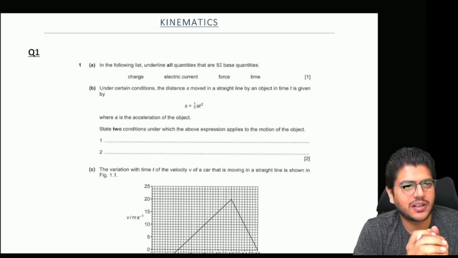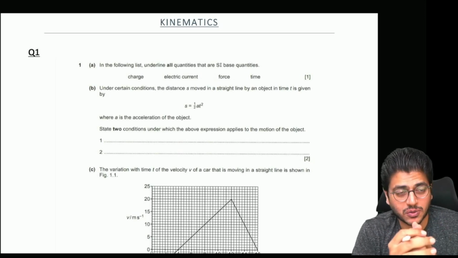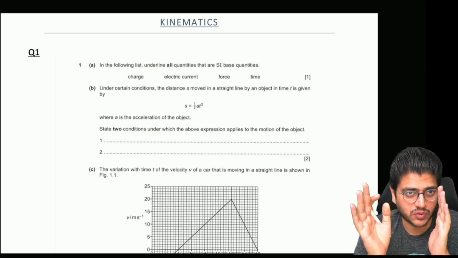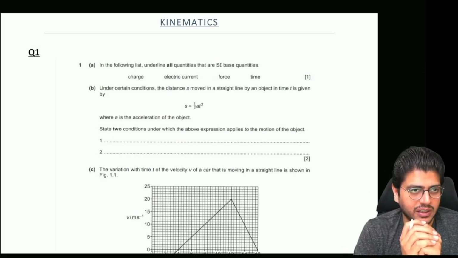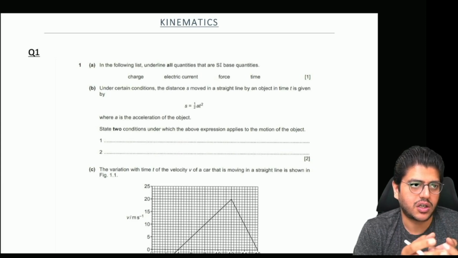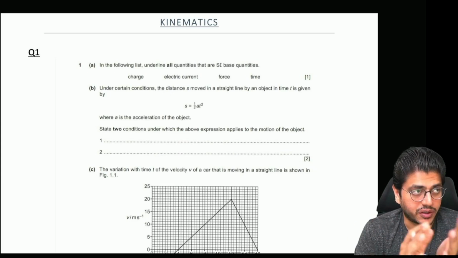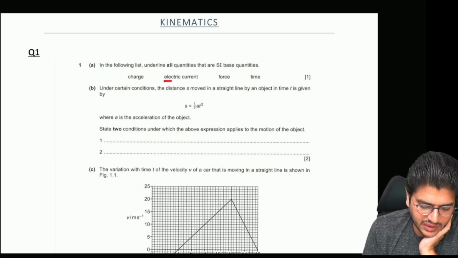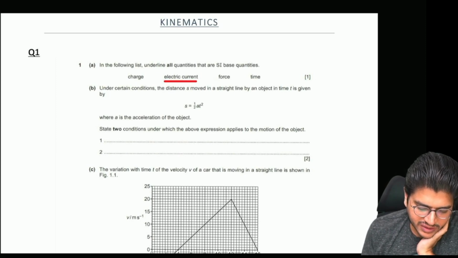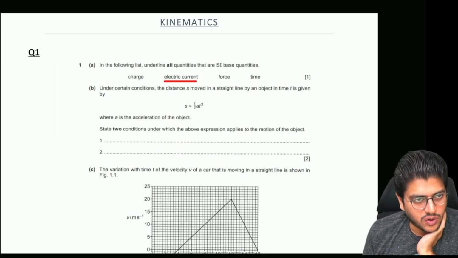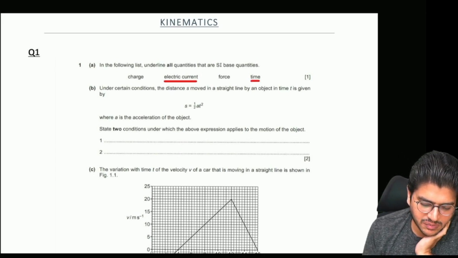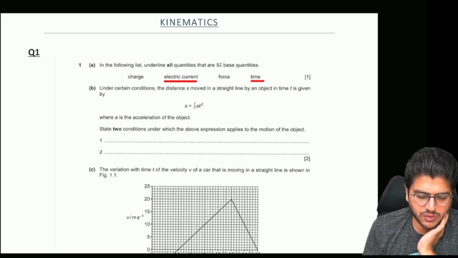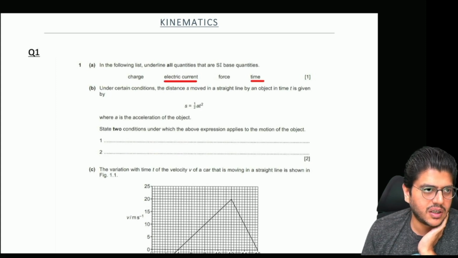In the following list, underline all quantities that are SI base quantities. You know that there's a difference between quantity and unit, and you should have a very clear idea that charge is not a unit, it is a quantity, but it's not a base quantity. Electric current is a base quantity. Force is not a base quantity. Time is a base quantity. If they asked you for base units, you would say seconds and amperes.